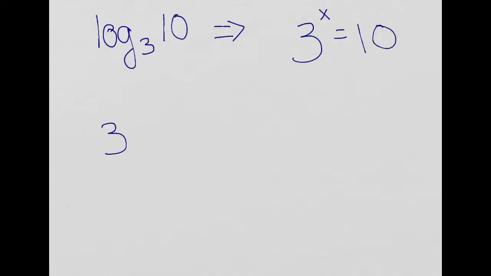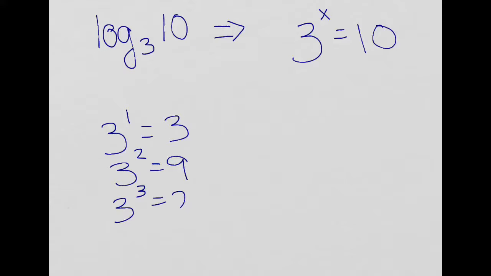Well, 3 to the first power is 3. 3 squared is 9. 3 to the third is 27. So you could say 3 to what power approximately would give you 10? It's definitely not between 1 and 2 because that's not even big enough. But from 2 to 3 it is. And it's darn close to 9.